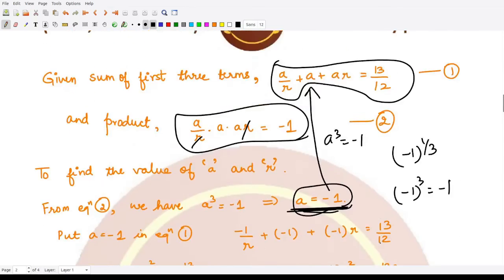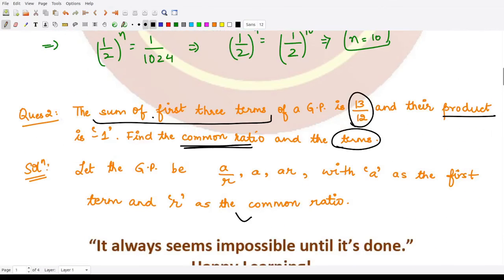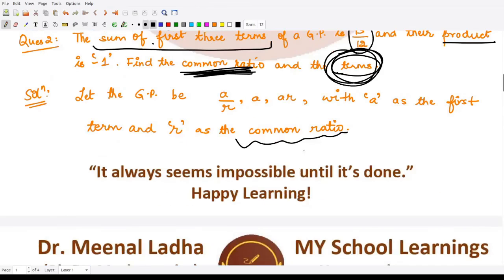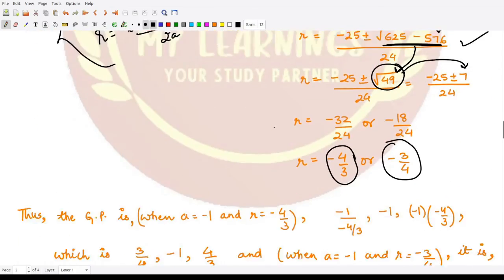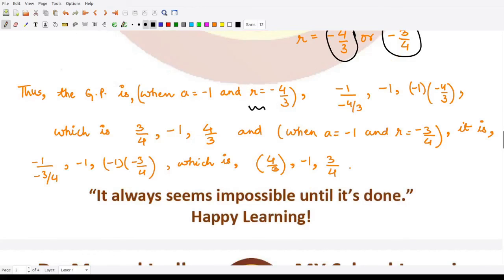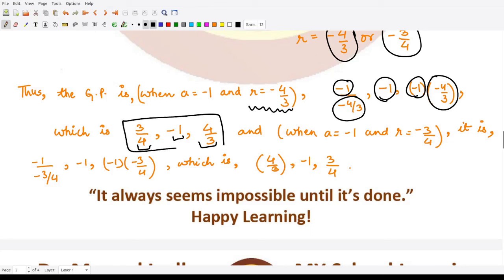So that means we have calculated the value of common ratio here. What else is required? The evaluation of terms is also required. So that means we have to calculate what is a by r, what is a and what is ar. So let's do that for each of the terms. When the common ratio is -4/3, your terms would be a upon r, this would be the first term, then a, then a into r. So when you solve this, you would have 3/4, -1 and 4/3. So when the common ratio is -4/3, these are the terms.